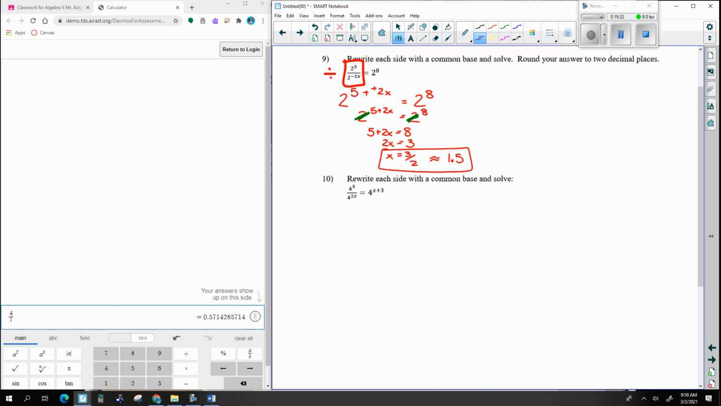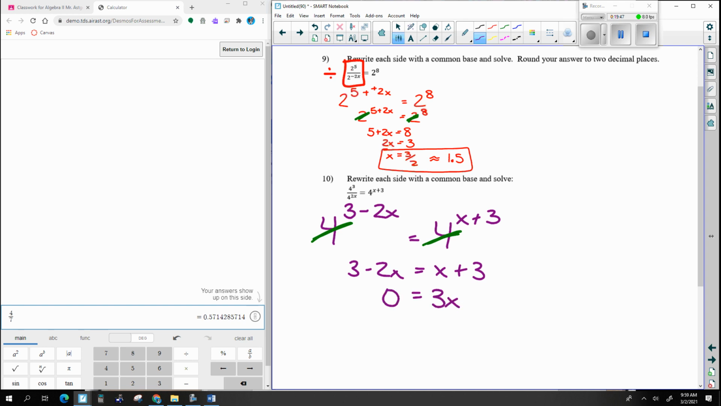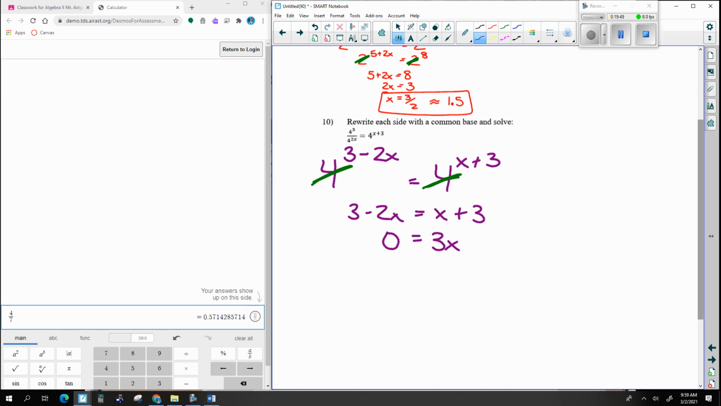Okay, so the important number on the left is 4. It's the top minus the bottom as far as the exponents are concerned. The bases are the same, so they can drop. I'm going to add 2x to both sides. I'm going to subtract 3. Now I'm going to divide by 3.